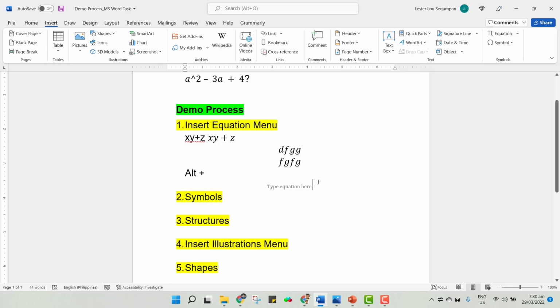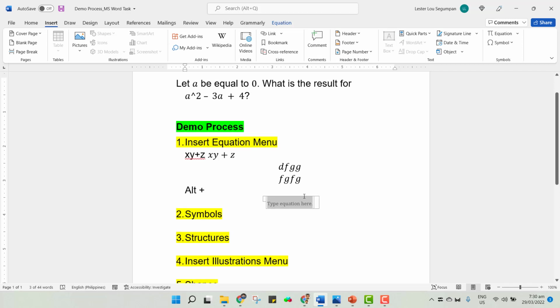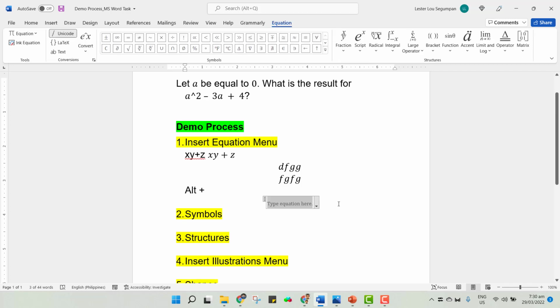That's why you can always insert an equation as long as you want. Then you can just simply click. Let me delete this one. You have Alt and plus. And that's where you're going to have your equation dialog box.